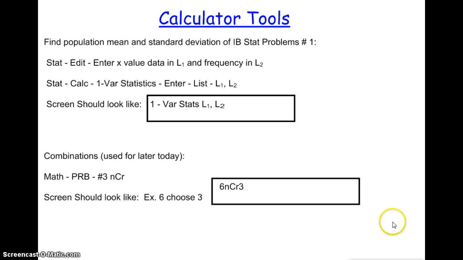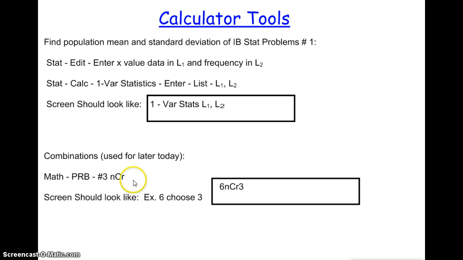Before we get started, though, we showed you guys in class how to go to Stat, Edit, and enter your data. Make sure that you're familiar with this. If you haven't already, write down the keystrokes so you remember where to go for different statistics to enter, so that you can do the mean and standard deviation in the calculator. Make sure you know how to do that.